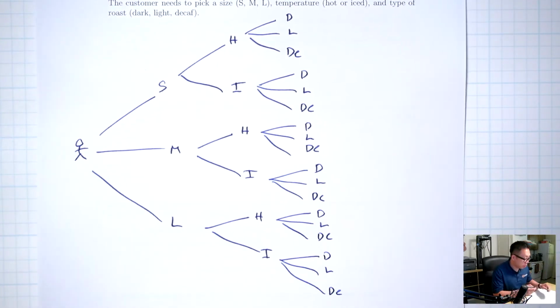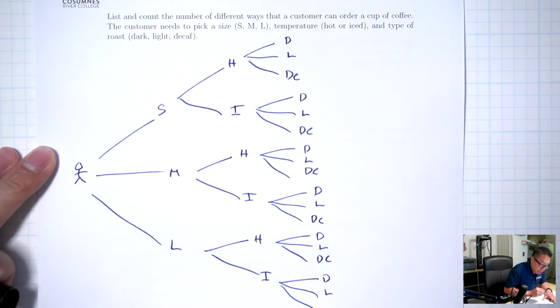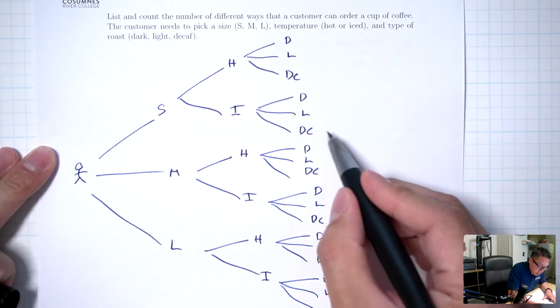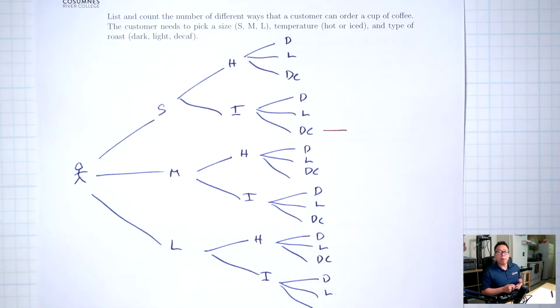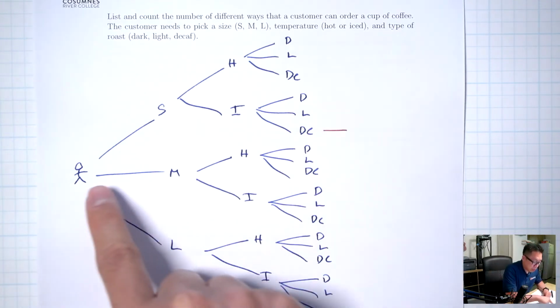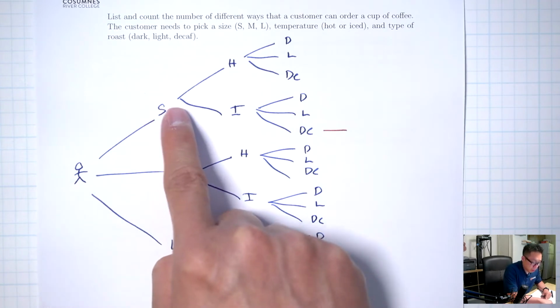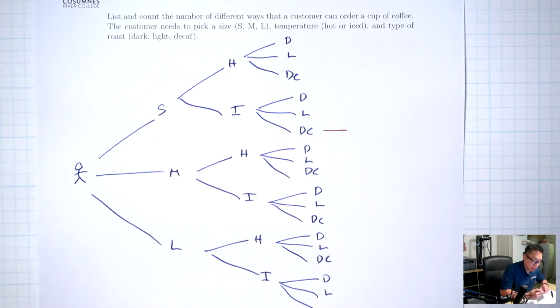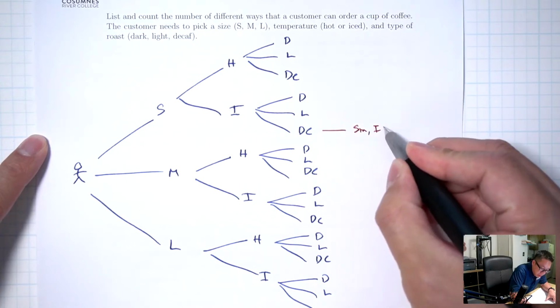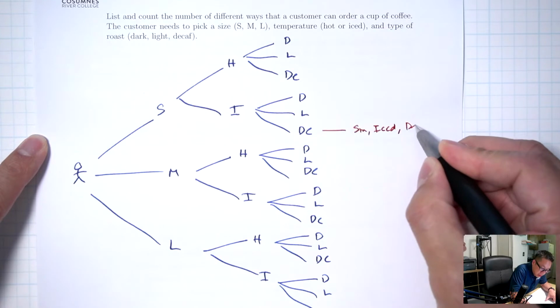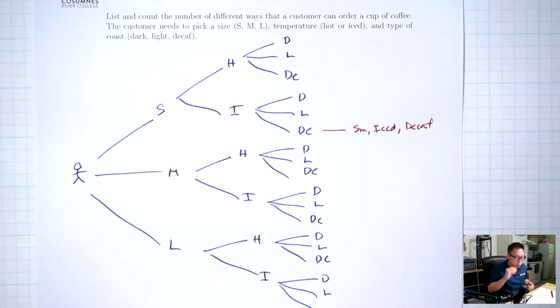And this actually represents all the possible ways that I can order this cup of coffee. Each path represents one way that I can order coffee. So for example, let's talk about this path right here. What does that path represent? That path represents a customer going small, iced, decaf, right? So this path represents small, iced, decaf.